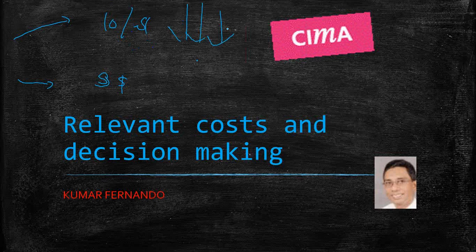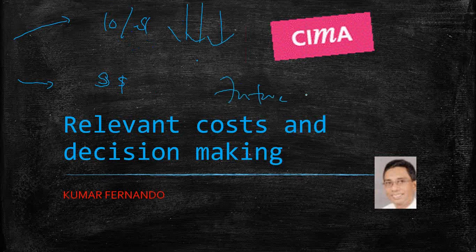The relevant cost is defined according to CIMA as the costs and revenues appropriate to a specific management decision, a very specific management decision. So the moment you make that management decision, what will happen to your cash flow? Will it improve or will it reduce? If it is going to improve, it is a relevant revenue. If it is going to decrease, it is a relevant cost. So basically you are looking not at the past, but at the future.